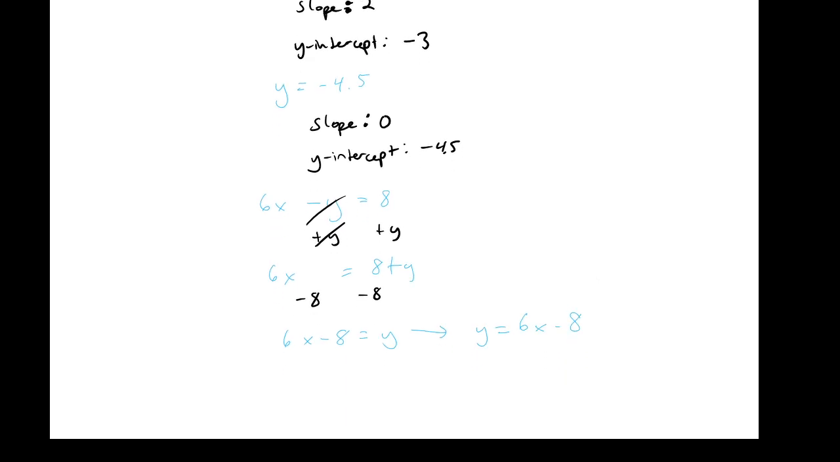And there we go. Now I'm in slope-intercept form, and I can very readily identify what my slope is, right? When I make the whole thing equal to y, right? Function form. Also slope-intercept form. So my slope is 6, and my y-intercept is negative 8.